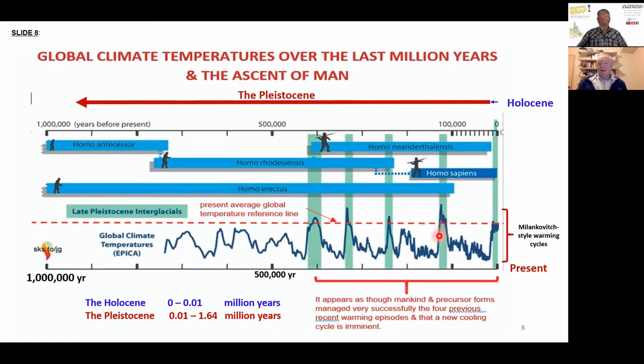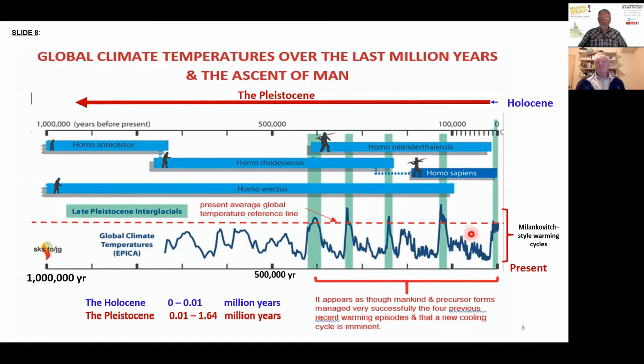Then it got a bit colder. And then the next hot period was here. And again, Homo sapiens probably started to take off at this point. So some of these temperature peaks back here are warmer than we are today. So there were higher temperatures than where we are today, and higher CO2 levels in the past than we have today. And they don't seem to have affected the ascent of man and the development of humankind and human habitation on Earth through those climate episodes.